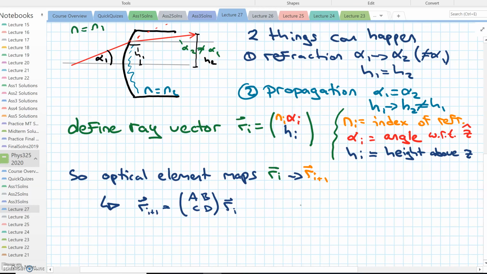And we're just going to get a new angle. Perhaps we're in a new medium, so a new index and a new height after propagation. And what we'll do now is just try to figure out what these are. So what we're going to do now is try to derive these two matrices which we need, which are propagation and refraction.